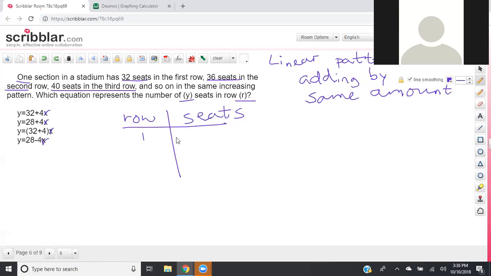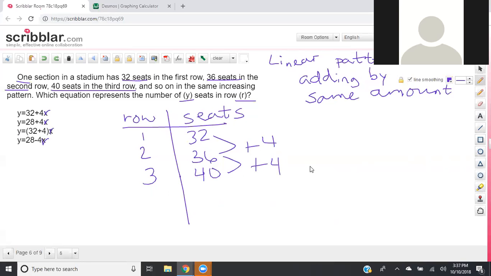So how many seats did we have in row 1? 32. Good. How many seats in row 2? 36. How many seats in row 3? 40. And how many seats? Oh wait, we don't have a row 4. Sorry, I was just gonna keep going. So how much are we going up by every time? 4. We are going up 4. 32, 33, 34, 35, 36. Yeah, 4 to count up.